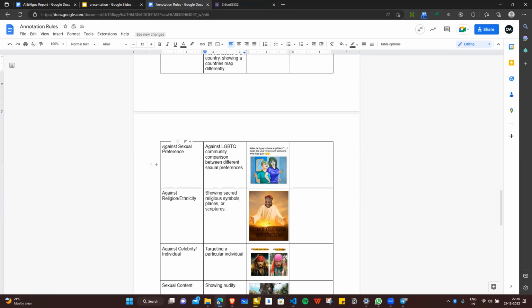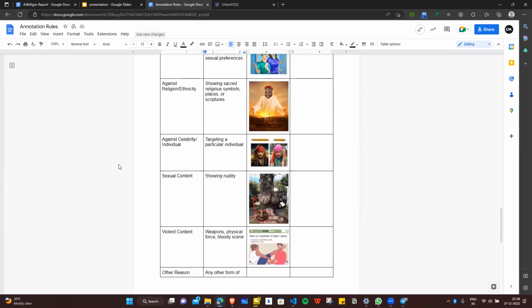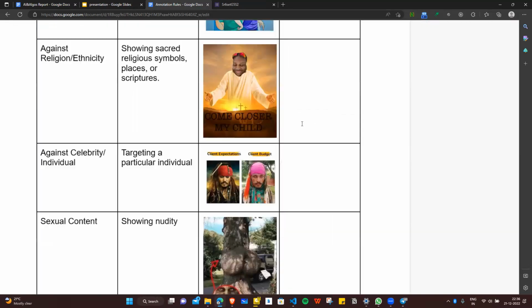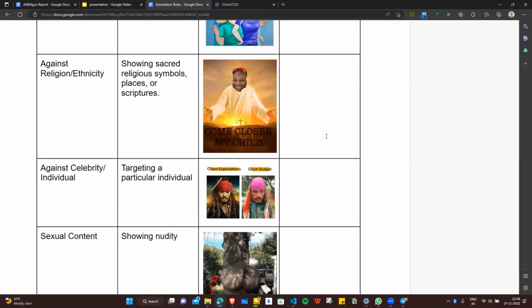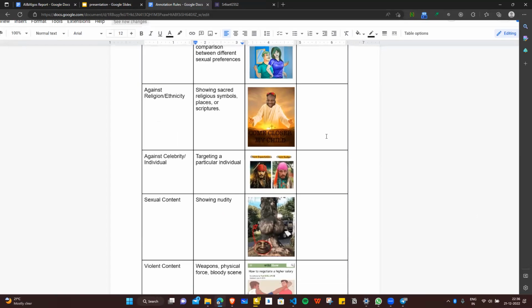Then against the sexual preference. If it is against the LGBTQ community, or it is comparing different kinds of sexual comparison, then we say it is against a sexual preference. Against a religion, as you can see from the examples as well, we have a cross here, and like that only we have formulated the rules for this one.